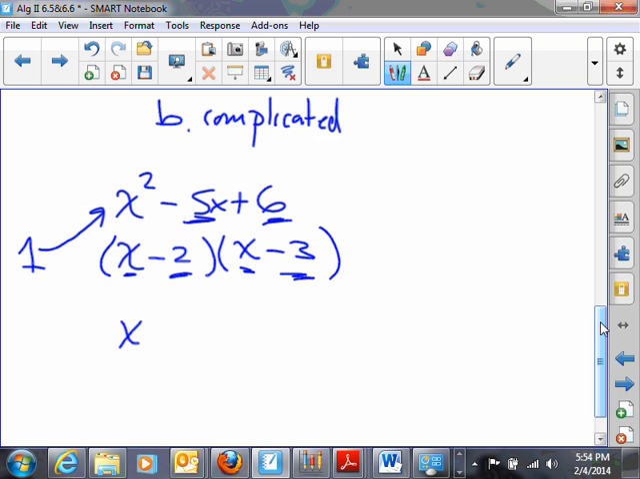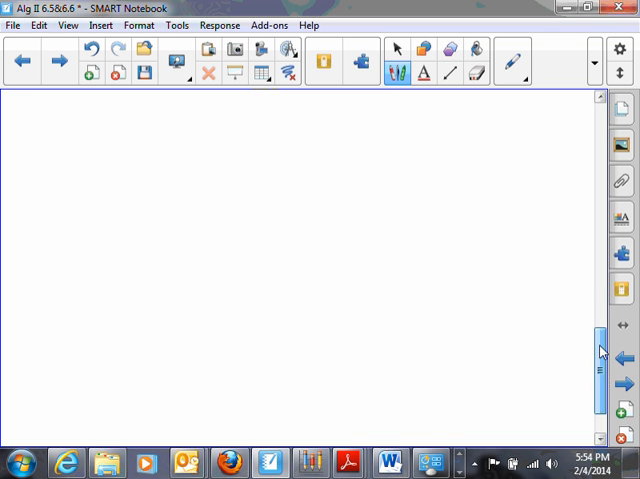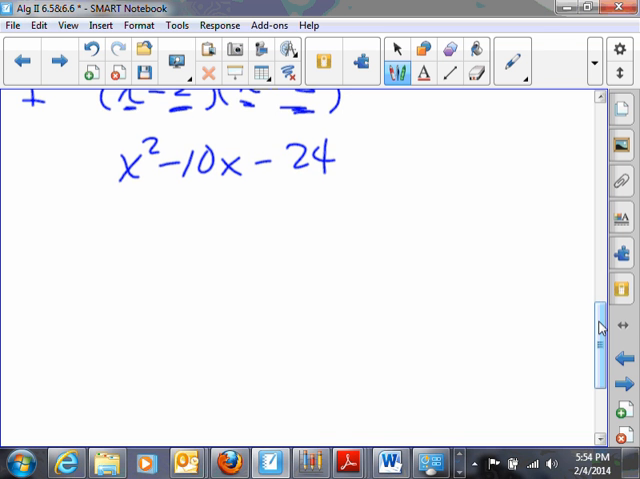Let's try another one here. How about x squared minus 10x minus 24? Now, are there any common factors? No. Is it a special product? No. Could it be expressed as the product of two binomials? Well, let's try. Put down two sets of parentheses. We know x would go here and here if it works. And we're now looking for two numbers that multiply to give negative 24 and add to give negative 10.